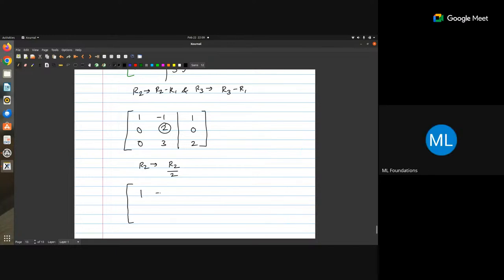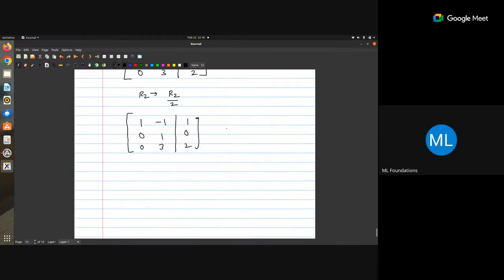So this will be 1 minus 1, 1, because I wanted to make this as 1, okay? 0, 1, 0, 0, 3, 2. The next operation will be what? Making this pivot. So I need to get into the row echelon form, so I need to make this 3 as 0. So R3 will change to R3 minus 3 times R2, right?